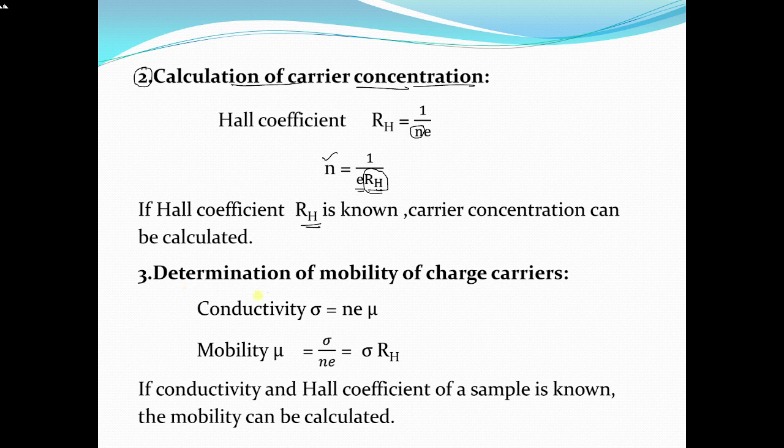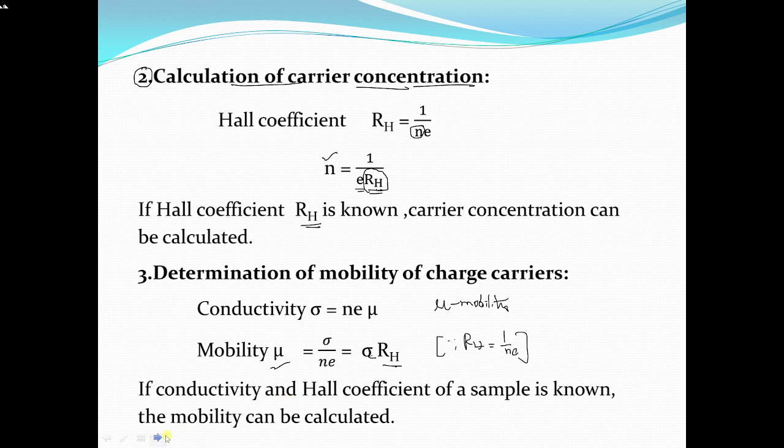Next, third one is determination of mobility of charge carriers. We know formula for conductivity is sigma equals ne mu. Mu represents mobility. From this we can write mobility mu is equal to sigma by ne, which is equal to sigma into 1 by ne. What is 1 by ne? R_H, Hall coefficient. So if I know conductivity and Hall coefficient, I can find mobility.